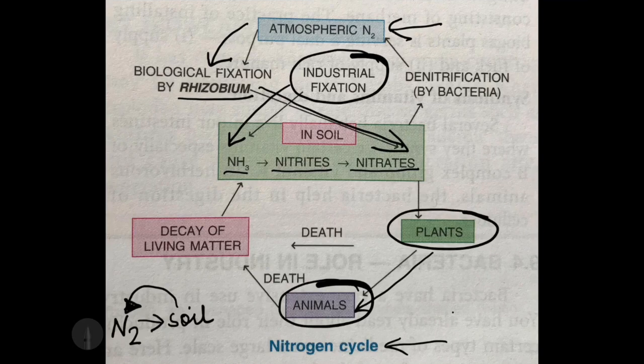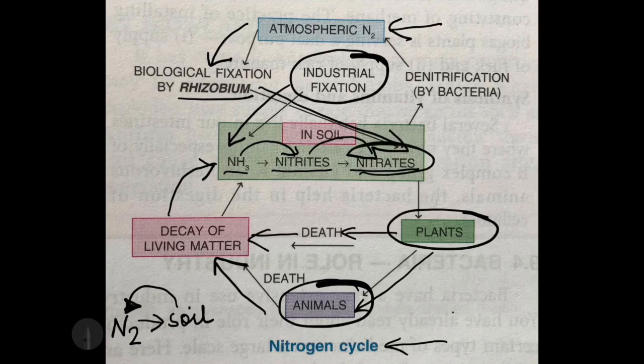directly or indirectly, and when plants die it decays. When animals die, it also decays, and when it decays, again it is reconverted into ammonia, further turns into nitrites, and again turns into nitrates. And denitrification bacteria which are present in the soil, remember Pseudomonas, break down the nitrates and convert it back into atmospheric nitrogen, thus completing the nitrogen cycle.